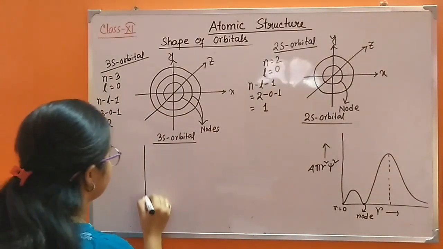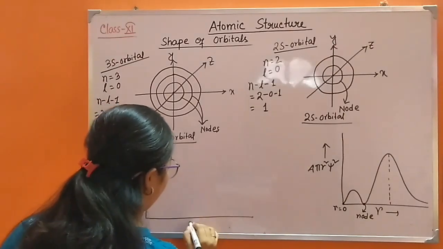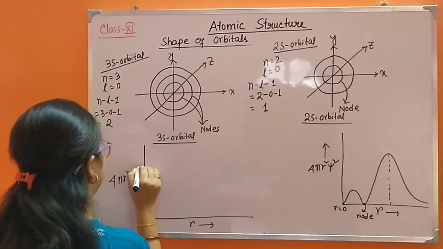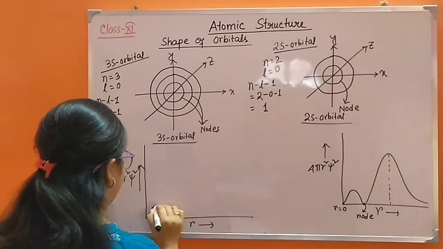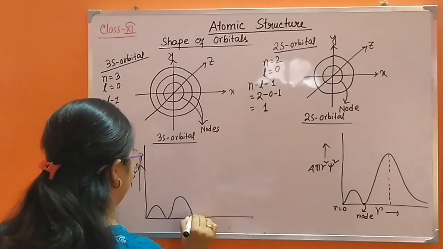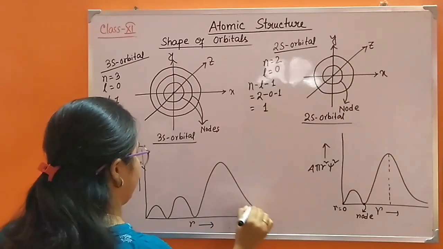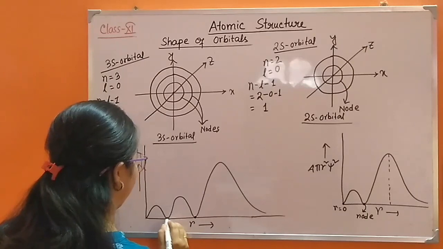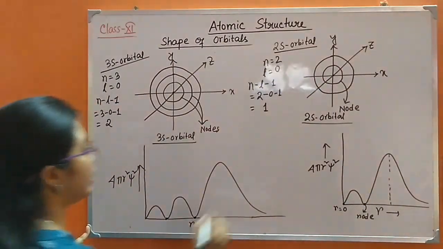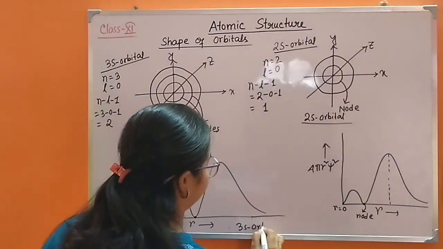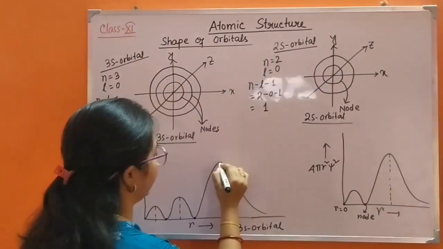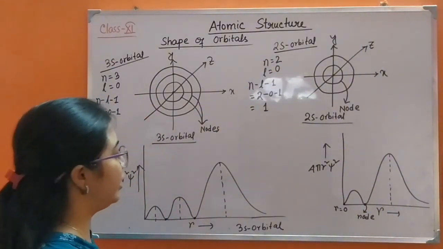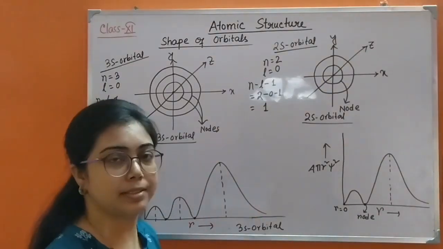And the probability distribution curve for 3s orbital is this. Here, these are nodal points. Two nodes are present in 3s orbital. Here electron density will be maximum, and by increasing r, electron density again decreases.